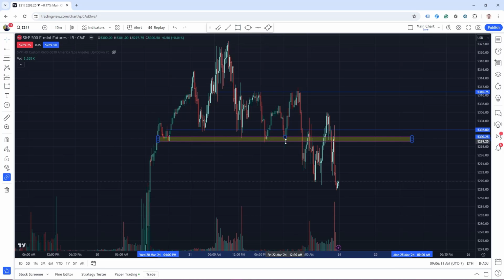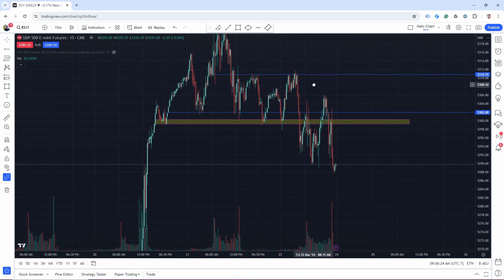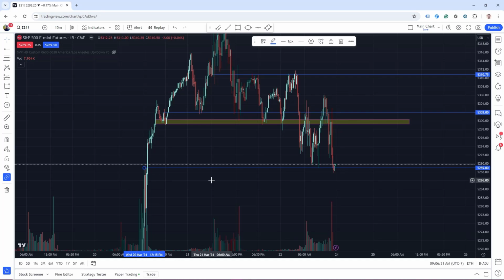And there's a lot going on here, but it's almost like we had this form as the neckline. This was the right shoulder that just didn't make it up as much as this one. We started to break down, but it rejected from this area and started to rally back up. And then there are some points down here that we hit.